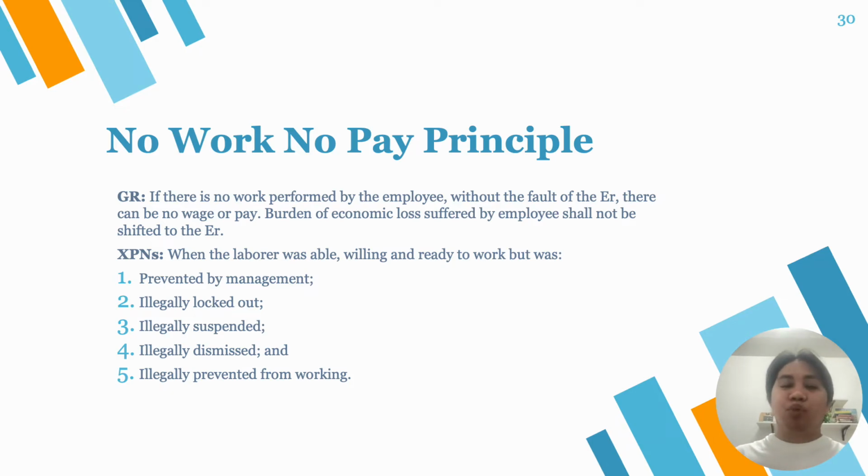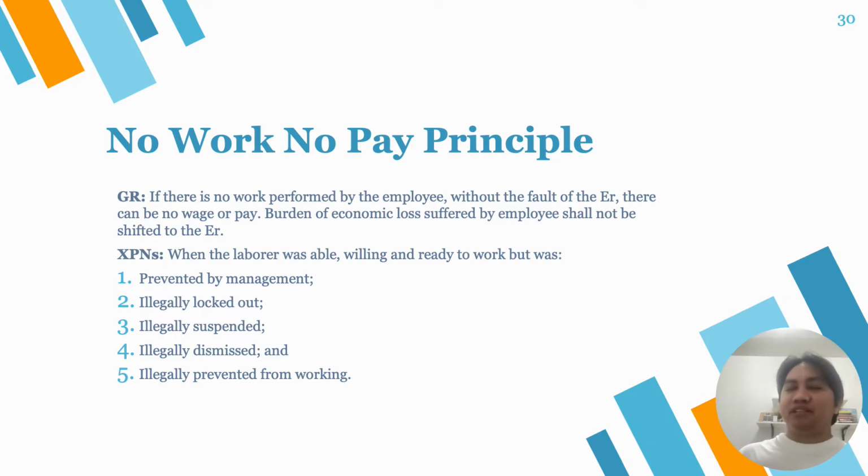Now, we have a principle of no work, no pay. Here, the general rule is that if there is no work performed by the employee, and there is no fault on the part of the employer, basically it's the employee's fault or the volition of the employee that the employee did not work, then there can be no wage to be paid to the employee. Because again, there's no fault on the employer. The employer did not stop the employee from working. Basically, the employer wants the employee to work, but the employee was not able to go to work, and no work was done, then therefore there can be no wage or salary to be paid. The burden of economic loss suffered by the employee here shall not be shifted to the employer.